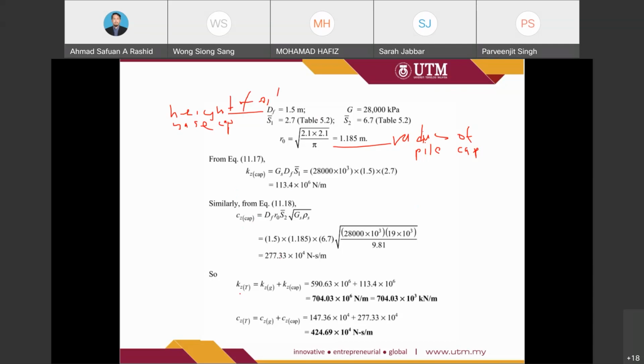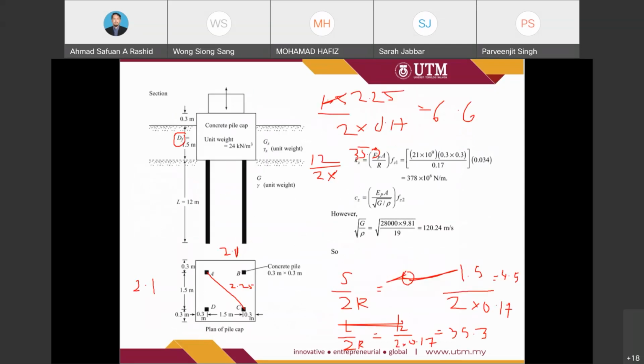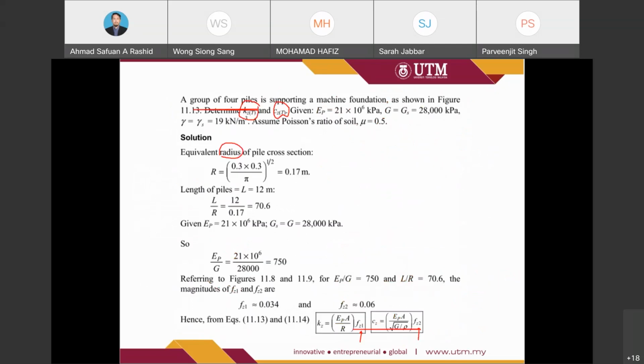So the total KZ, the stiffness of the pile group including the cap, is equal to 704.03. And the damping value for the group of piles with the pile cap is equivalent to 424.69. So that is for task number 1.